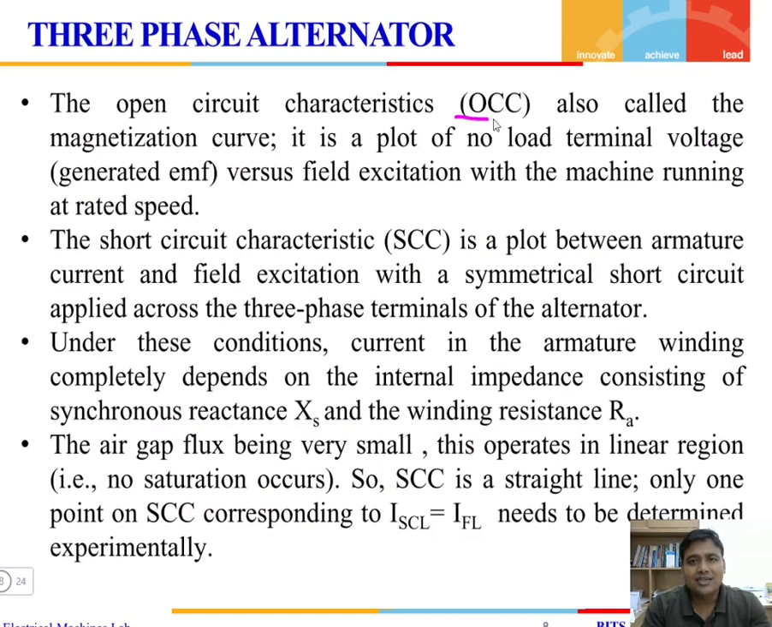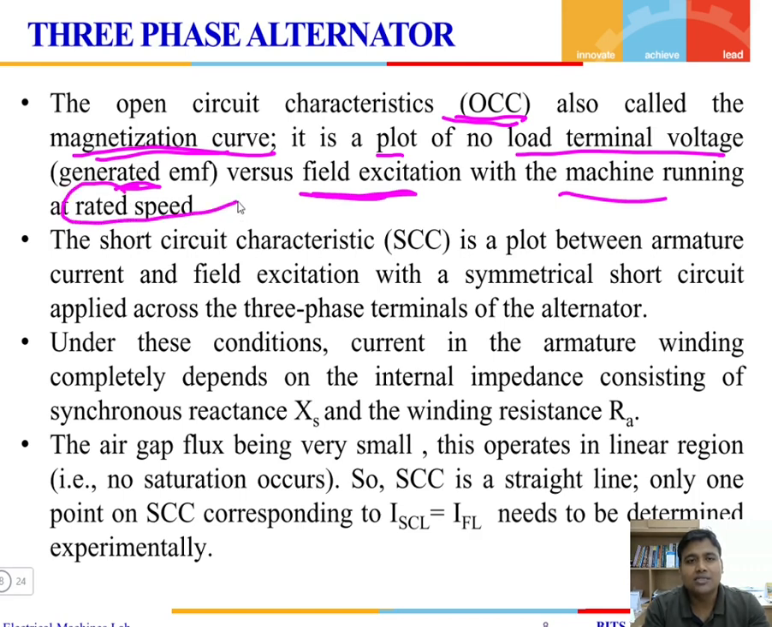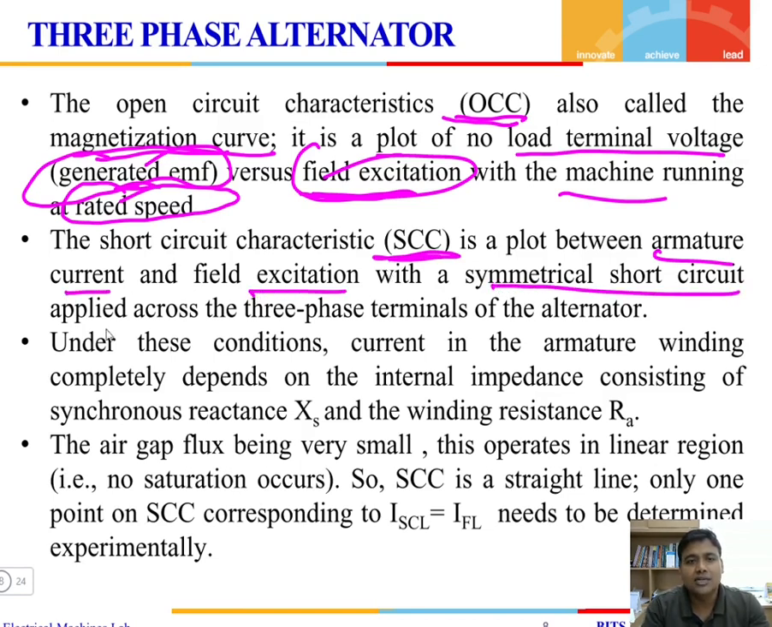Now the OCC, the open circuit characteristic, has another name: the magnetization curve of the machine. It is basically a plot of the no load terminal voltage, that is the generated EMF, versus the field excitation when the machine is running at rated speed. So the machine has to run at rated speed, and we plot a graph between the generated EMF under the no load condition versus the field excitation. Whereas for the short circuit characteristic, we plot the graph between armature current and field excitation with a symmetrical short circuit applied across the three phase terminals of the alternator.